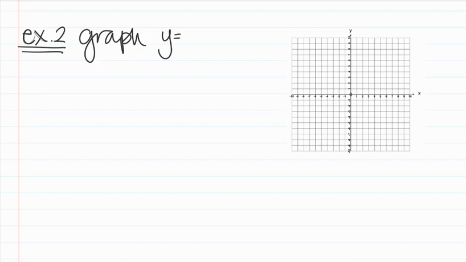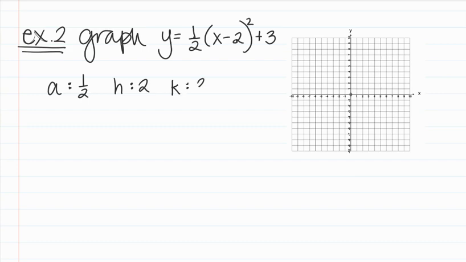So graph y equals 1/2 times (x minus 2) to the second power plus 3. All right, so let's identify our important parts here. A is 1/2, h is 2, k is 3.